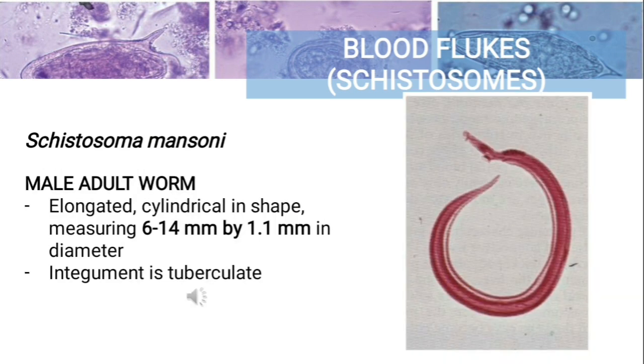Let us discuss the male adult worm of our Schistosoma mansoni. It is elongated, cylindrical in shape, measuring about 6 to 14 millimeters by 1.1 millimeters in diameter. Integument is tuberculate, and the intestinal ceca unite early in the anterior half of the body. The united intestine is long. The testes are small, 8 to 9, in a zigzag row. Other structures are somewhat similar to our Schistosoma japonicum.